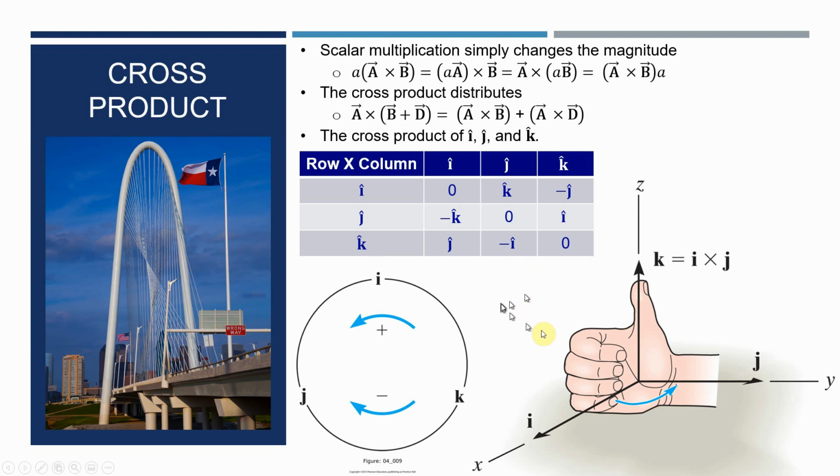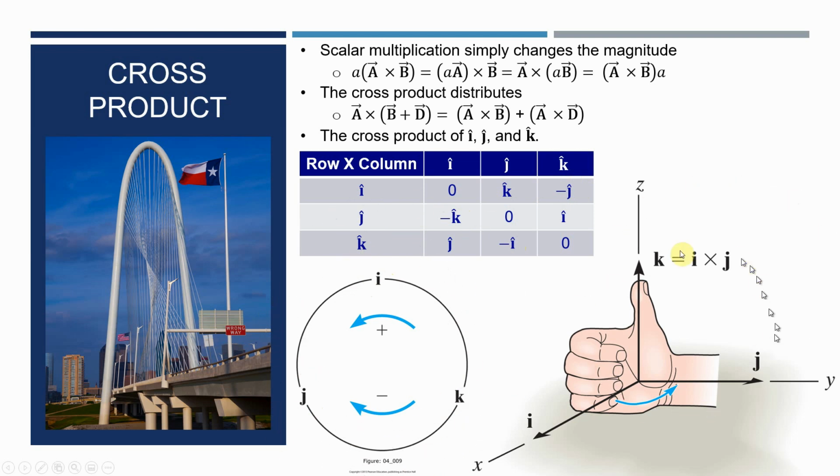And K hat cross K hat is 0. KI equals J. IJ equals K. There's the circle. JK equals I. Positive sign. Going the other way, KJ is negative I. JI is negative K. IK is negative J. That's what this circle represents. Another way to remember the unit vectors crossed into each other.